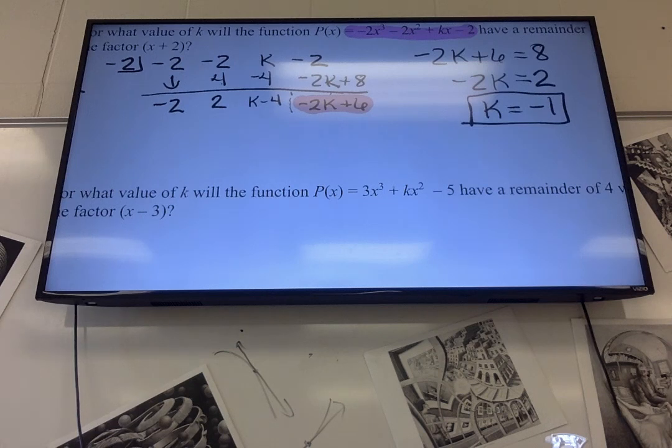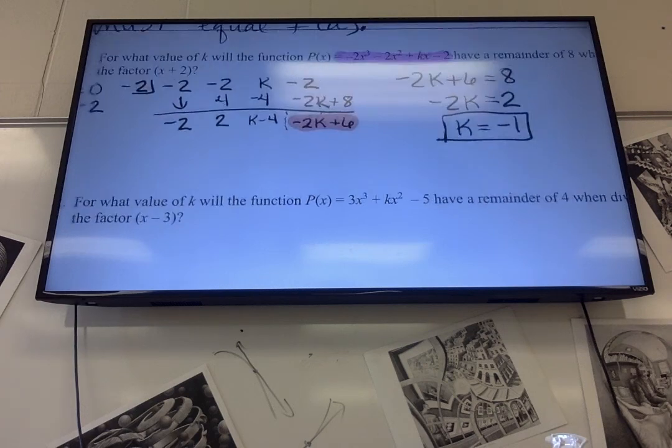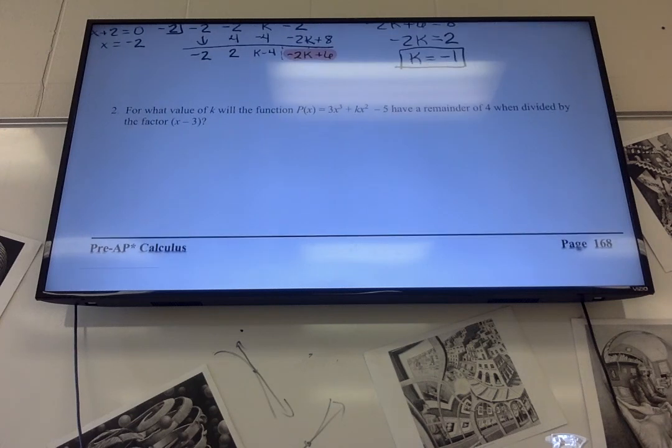Okay, same type of problem. See if you can do the next one. Number 2. I'll even tell you what the answer is supposed to be. If you do it right at the end, you should get that k is negative 8. I'm still going to work it out. I just want you to try it.